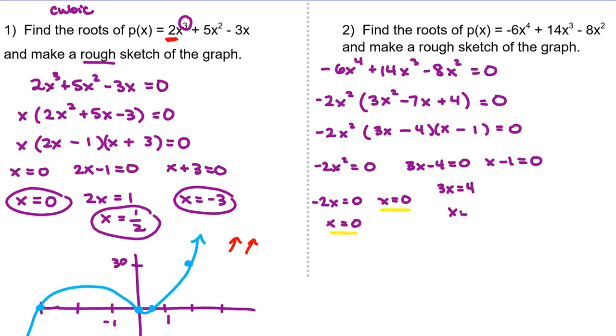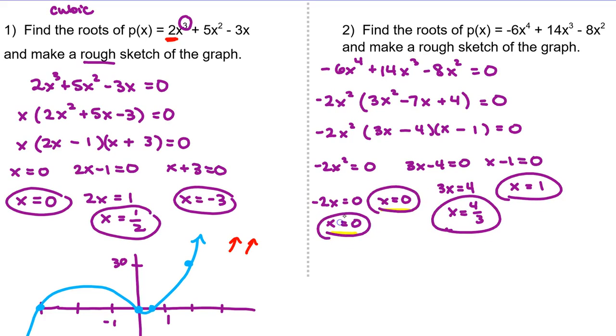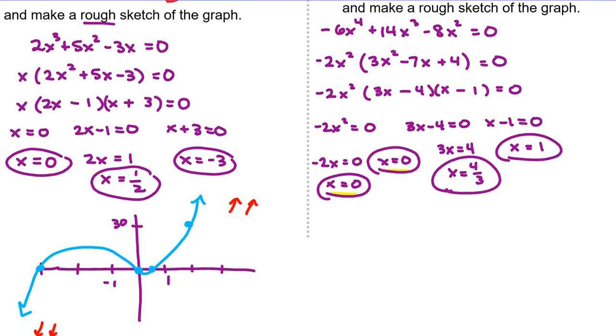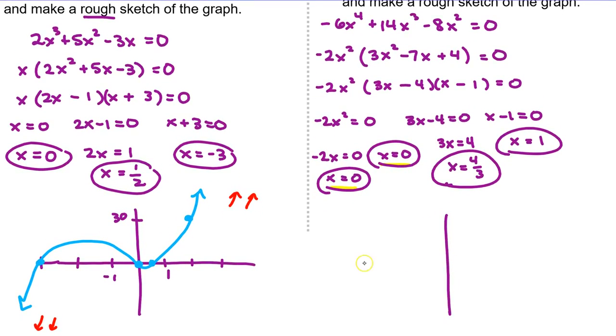Now I'm solving the other equations. We get x equals 4/3, and we get x equals 1. So we have 1, 4/3, 0, and 0 again for our roots. And now for the rough sketch. First I'm going to plot the zeros, or the roots. So we have a root at 0, a root at 1, a root at 4/3.